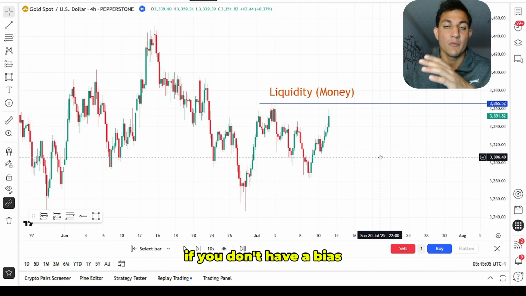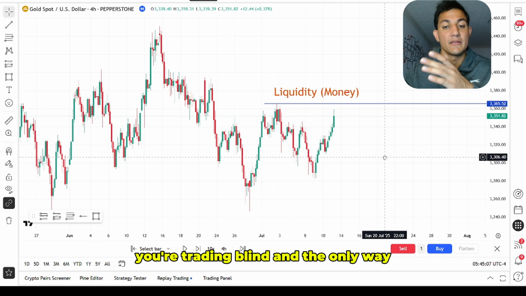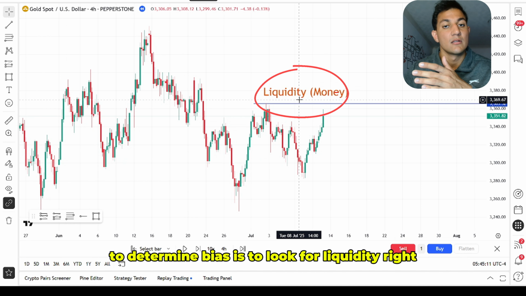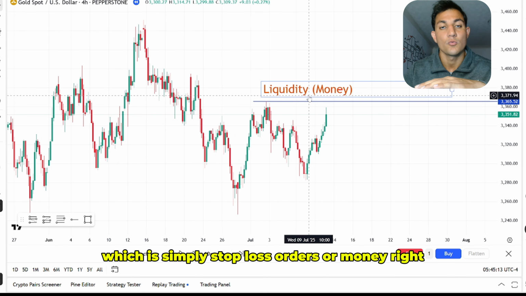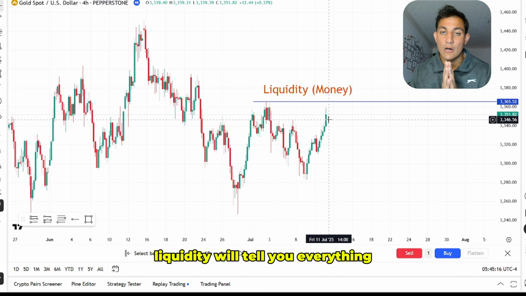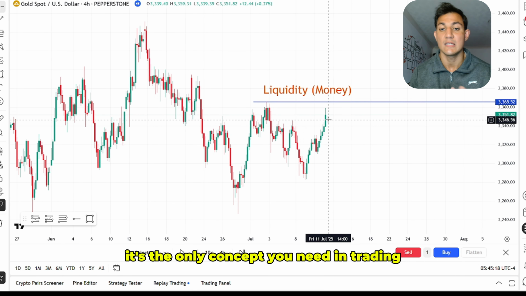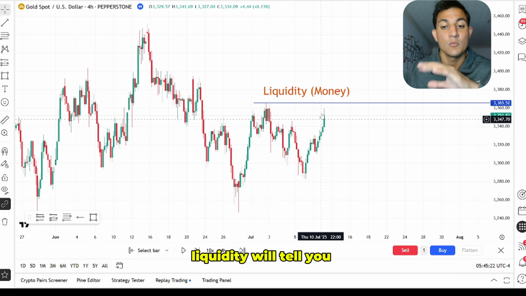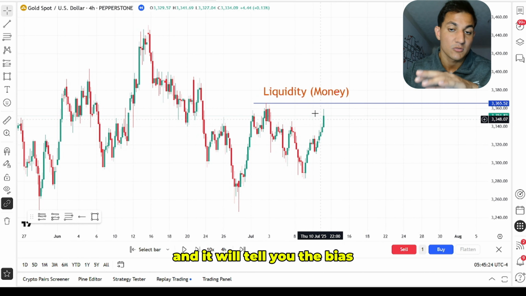Now, if you don't have a bias, you're trading blind, and the only way to determine bias is to look for liquidity, which is simply stop loss orders or money. Liquidity will tell you everything. It's the only concept you need in trading, and after 5 years, it's the only concept I still use. It will tell you the bias.